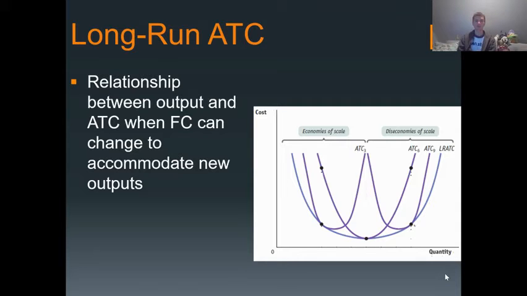So your variable inputs can change, of course, because they could in the short run. Fixed inputs can't change in the short run. So what the long run does is it shows you the different levels of fixed input that change and where your production levels fall upon that.